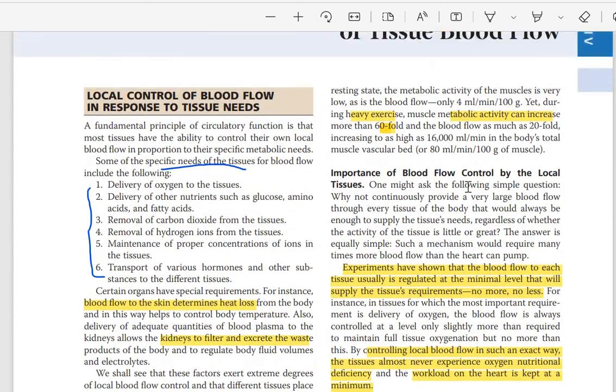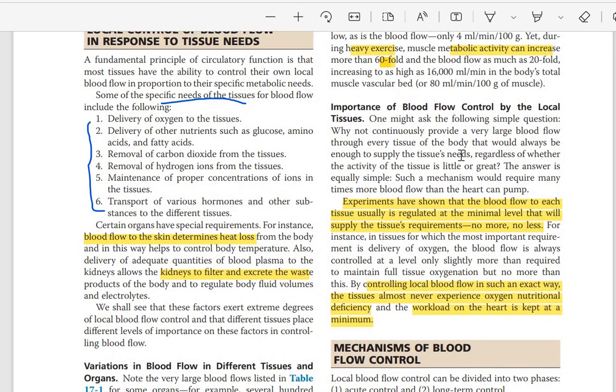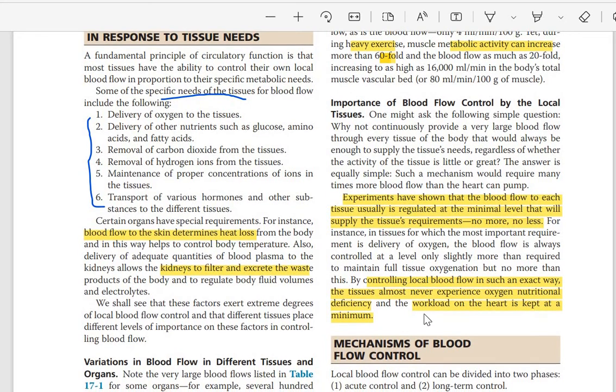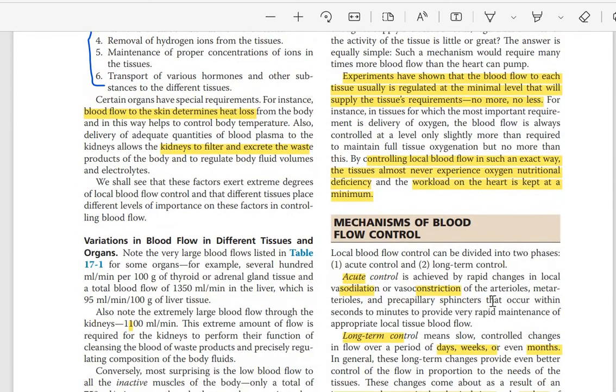So muscles make up about 30 to 40% of body weight, but even though they are getting a very small amount of cardiac output. Now your question here is why you have to regulate the blood flow. If we give more to everyone, we wouldn't have to regulate again and again, but that would be beyond the capacity of the heart. Okay, so that's why blood flow is very minutely regulated. We give blood flow at the minimal level that will supply the tissue's requirement, no more, no less, very accurately regulated. Ready? Why? To keep the workload of the heart minimum.